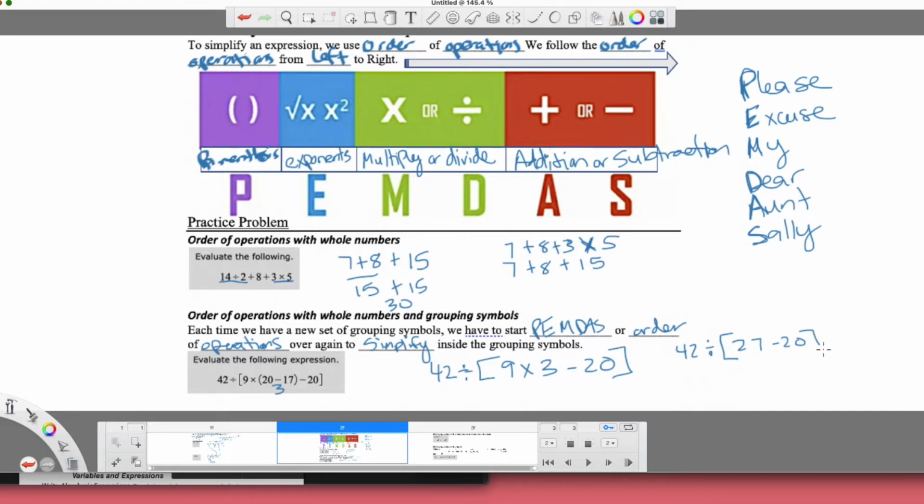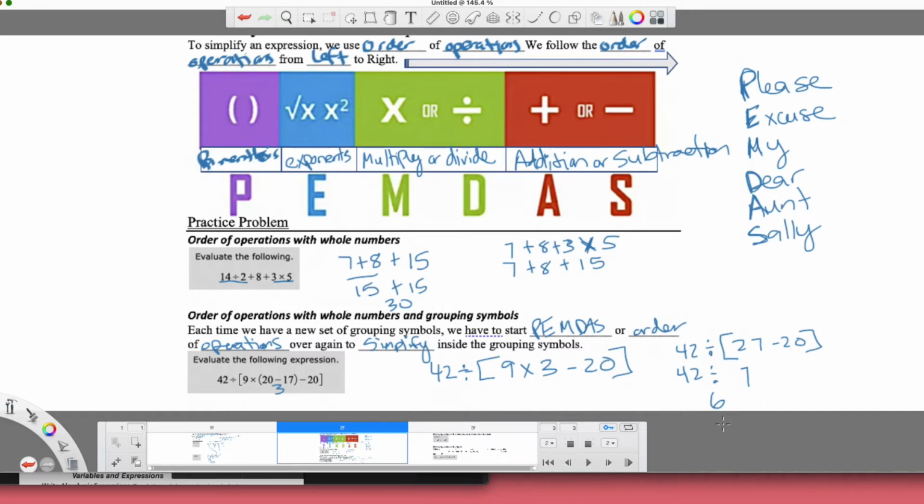So now I can move to addition, subtraction. So 42 divided by 27 minus 20, well, that's going to be 7. So now I'm down to one number. I don't need to put the brackets there anymore. They can kind of disappear, drop away. There's no need for them anymore. So now I can do 42 divided by 7 because there are no more parentheses, exponents. There's division here, no multiplication, and there is no more addition or subtraction. This is the last step, which is going to get me 6 when I divide.